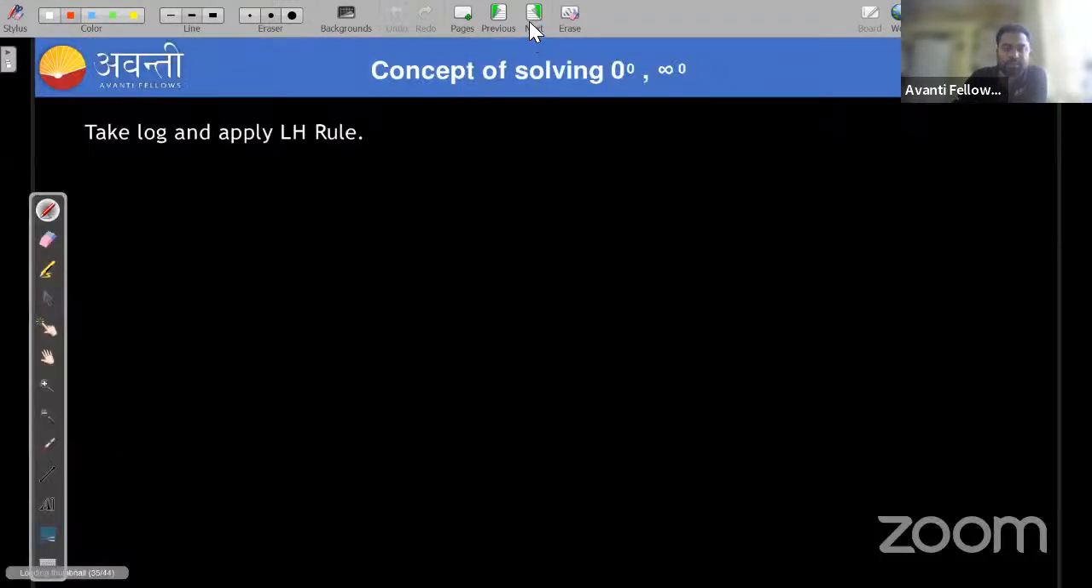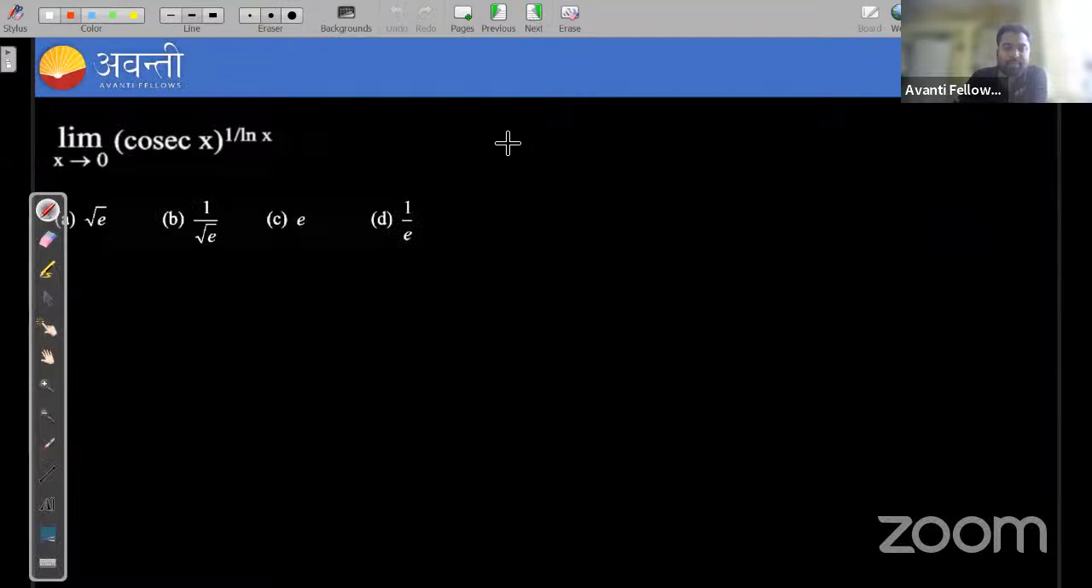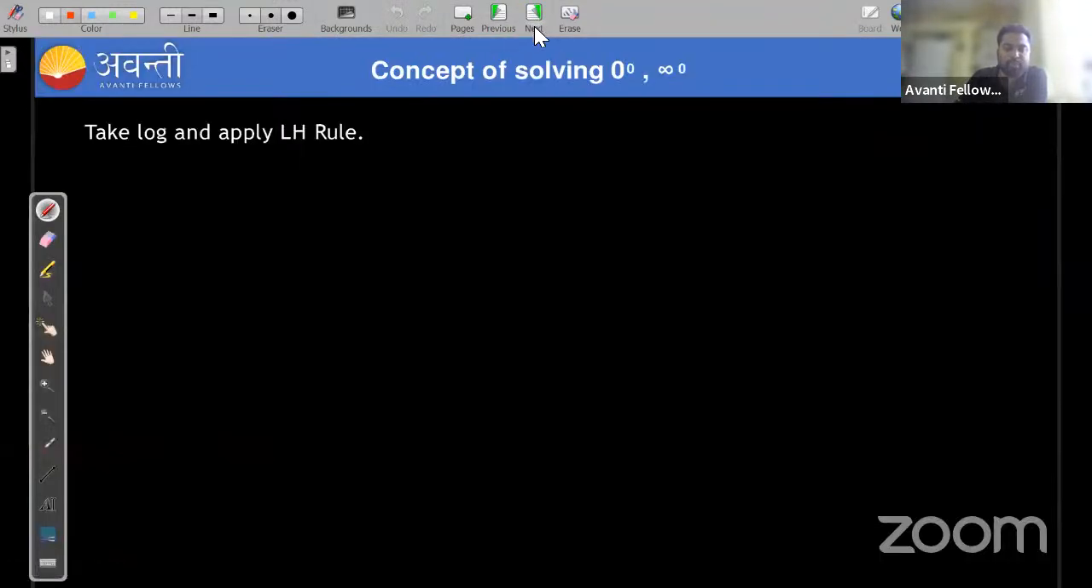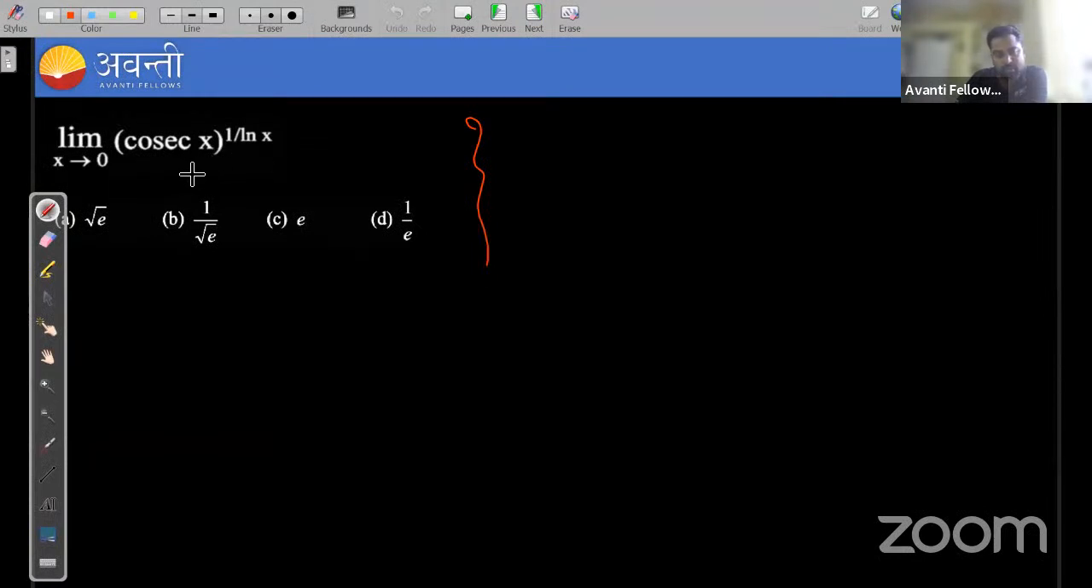Now it's time to end your class here. We can use L'Hopital's rule here. This is in the form of 0 to the power cosec 0, that is 0 to the power infinity, since cosec 0 is 1 by sin 0, which is 1 by 0. So the form is 0 to the power infinity. It is an easy question, you can solve it comfortably, there is nothing in it.